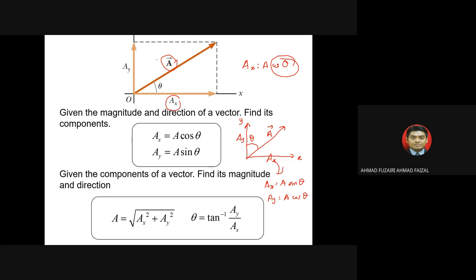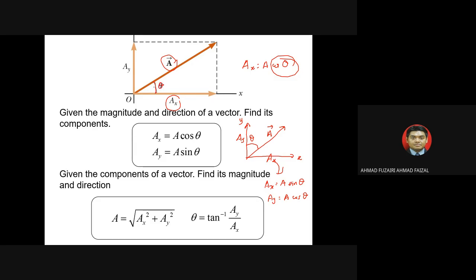This is one thing that happens in secondary school. Your teacher always tells you that the component of X is always A cos theta. It happened to me several years ago. A student came to me and asked, sir, why is AX A sine theta? I always believed that AX is A cos theta. Why? Because the angle written in your textbook or reference book is always here.